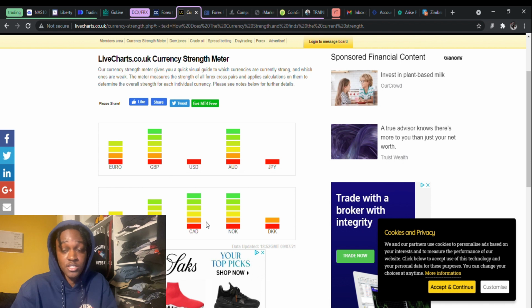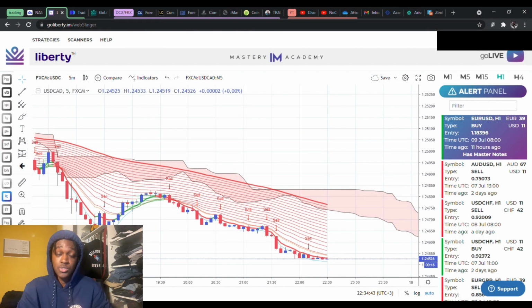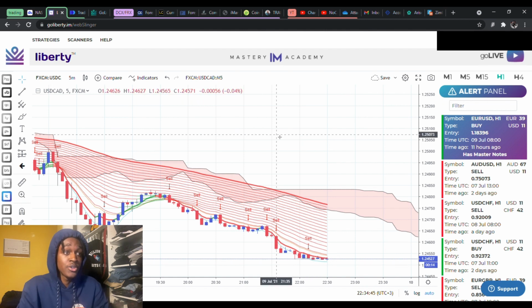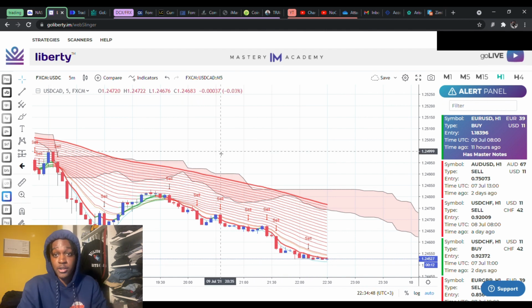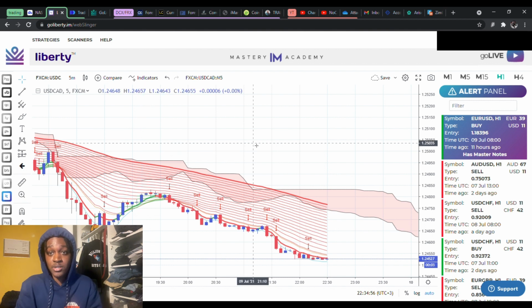But since the CAD is stronger than the US dollar, that means the market is going down, and that means it's a good sell position, okay? All right, so now we're on to step number 3, and as you can see, we are on the web slinger, and it's in a downtrend, just like how the currency strength meter said that the CAD was stronger than the dollar, which means the market is going down. On the web slinger, it's saying the same exact thing, but one thing about the web slinger, it's going to tell you when to buy and when to sell.